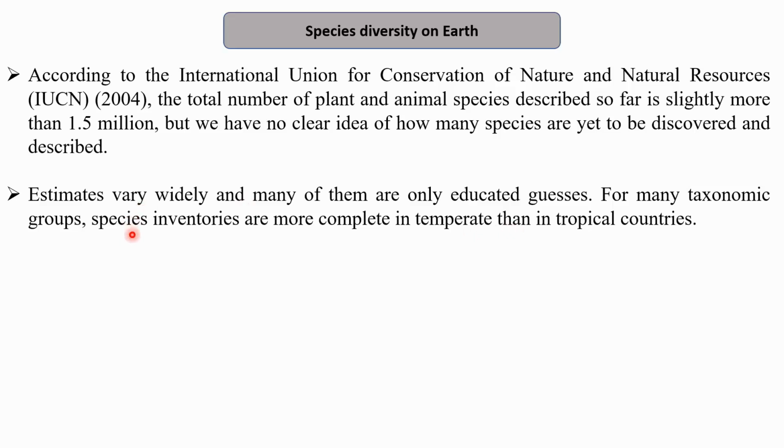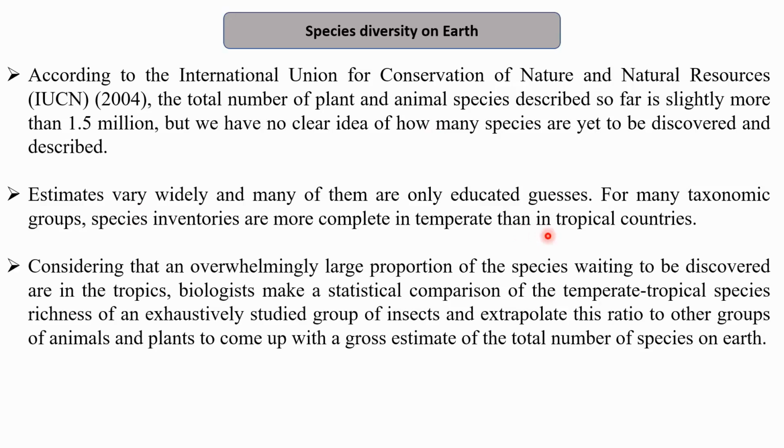For many taxonomic groups, species inventories are more complete in temperate than in tropical countries. Considering that an overwhelmingly large proportion of the species waiting to be discovered are in the tropics, most of the species recorded are found in the temperate region rather than in the tropical countries. So we may think that a large population of species is still waiting to be discovered in the tropical region.